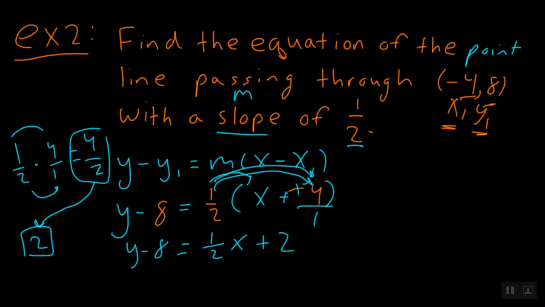Now from here, how do we get rid of that minus 8? Well, we simply add 8. I add 8 to its like term, the constant. And we get this. Y equals 1 over 2x plus 10.